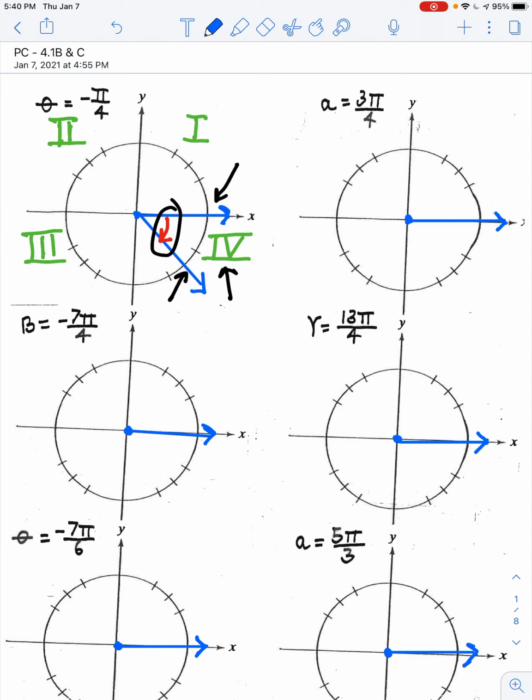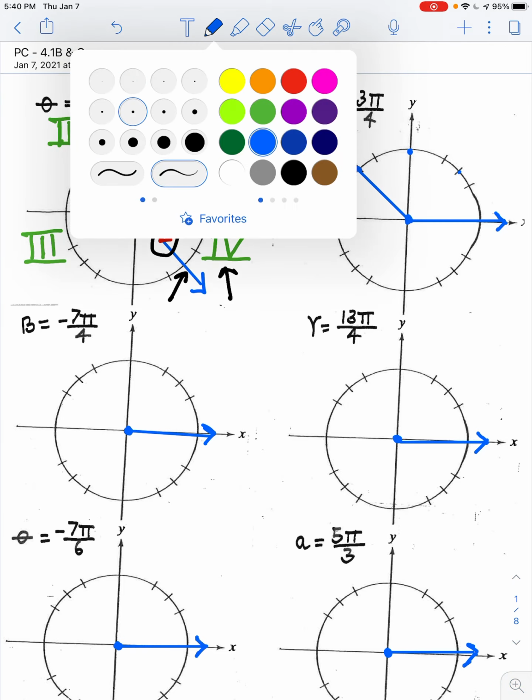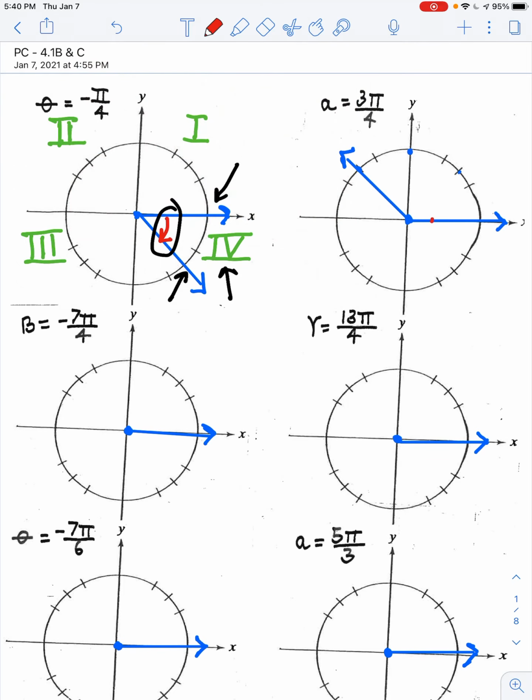So let's try 3 pi over 4. We want to count by multiples of pi over 4. We're going counterclockwise because the angle is positive. I already have my initial side drawn. This would be the first multiple of pi over 4, second, third. So I want to draw my terminal side through that slash mark, and then my arc indicating the rotation would go like that. That means that our terminal side ended up in quadrant 2.